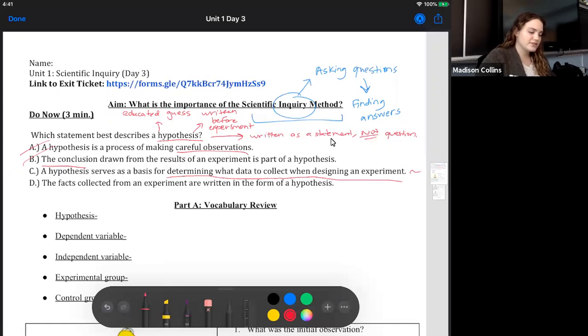All right, and finally, answer D. The facts collected from an experiment are written in the form of a hypothesis. Well, once again, we have to write the hypothesis before we perform the experiment, and this is saying the facts collected from the experiment. So we can't include those in our hypothesis if it hasn't happened yet. Cross that one out as well. So the correct answer here is going to be C. A hypothesis serves as a basis for determining what data to collect when designing an experiment.